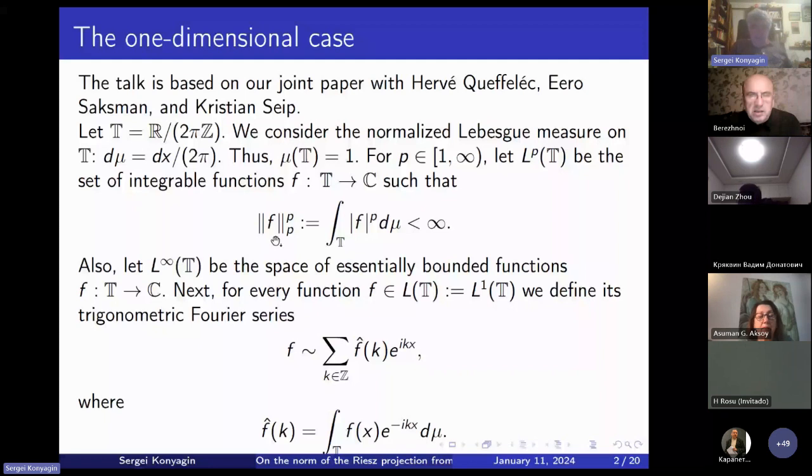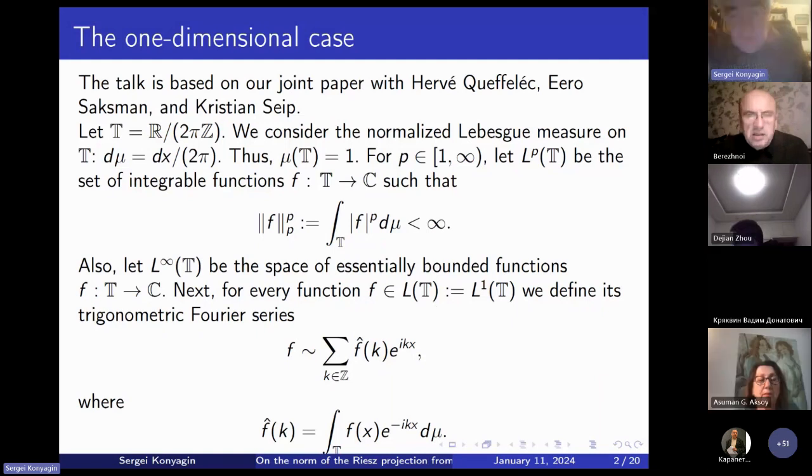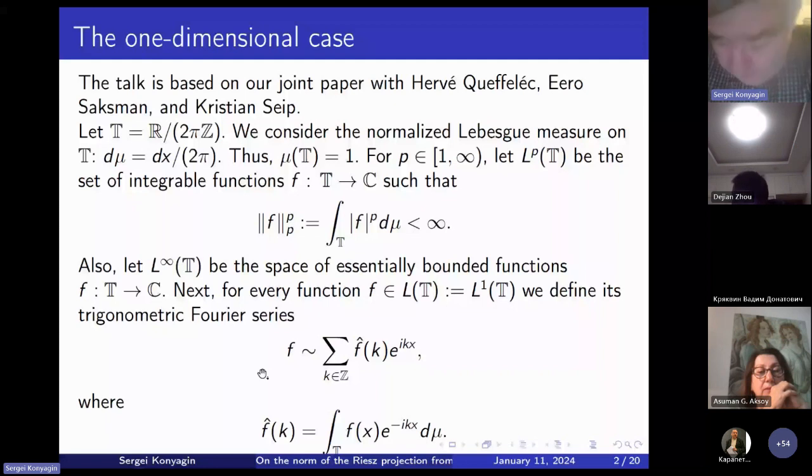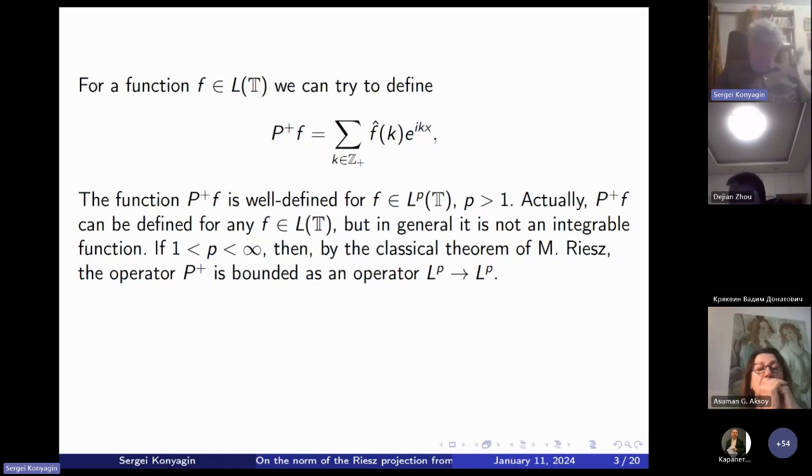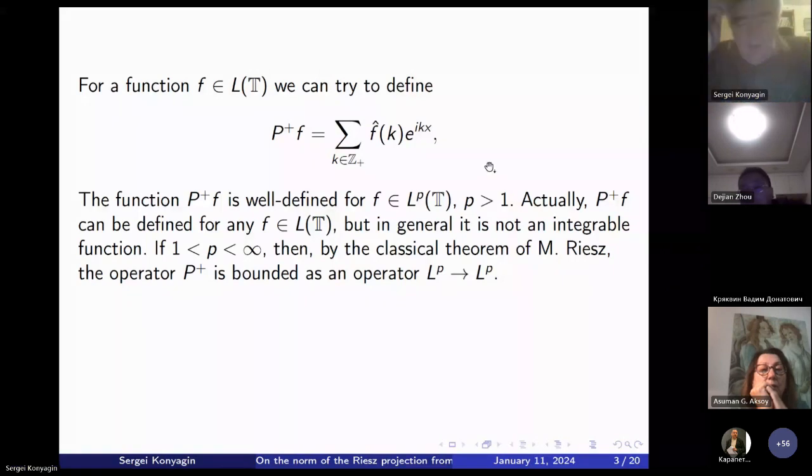Also, we consider L infinity, the space of essentially bounded functions from T to the set of complex numbers. If p is one, we usually write L of T instead of L^1 of T. So L of T is the set of all integrable functions, and we can associate with any integrable function f its Fourier series in the standard way. Now we can try to define the Riesz projection for an integrable function f. It is defined by this equality: we take its Fourier series, take all terms of non-negative frequencies, and take the sum.